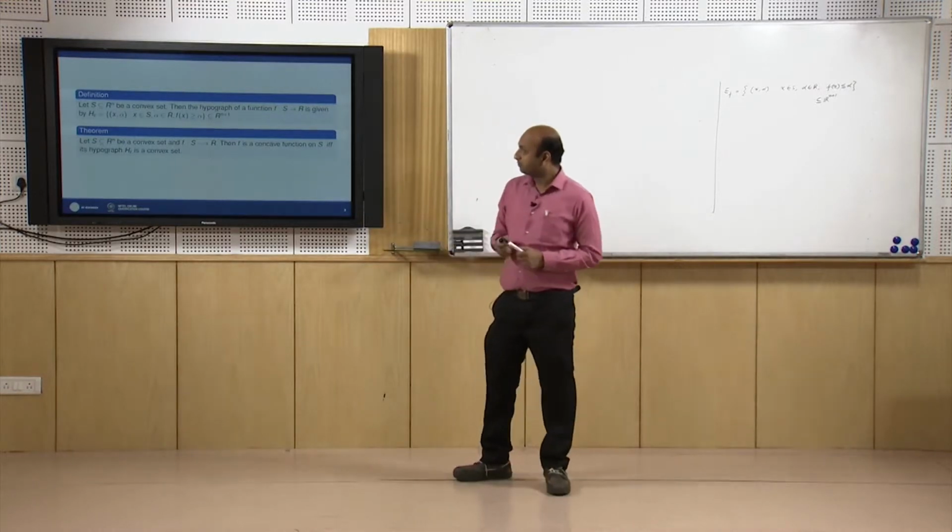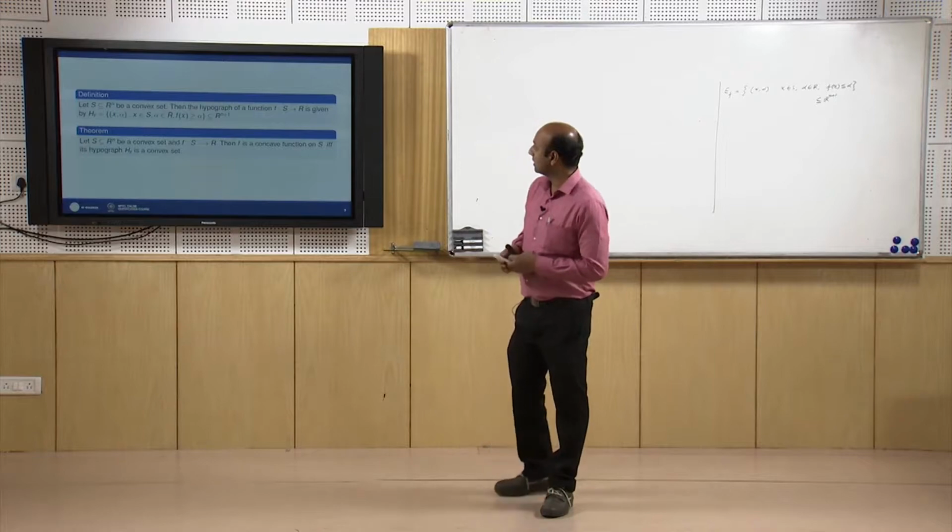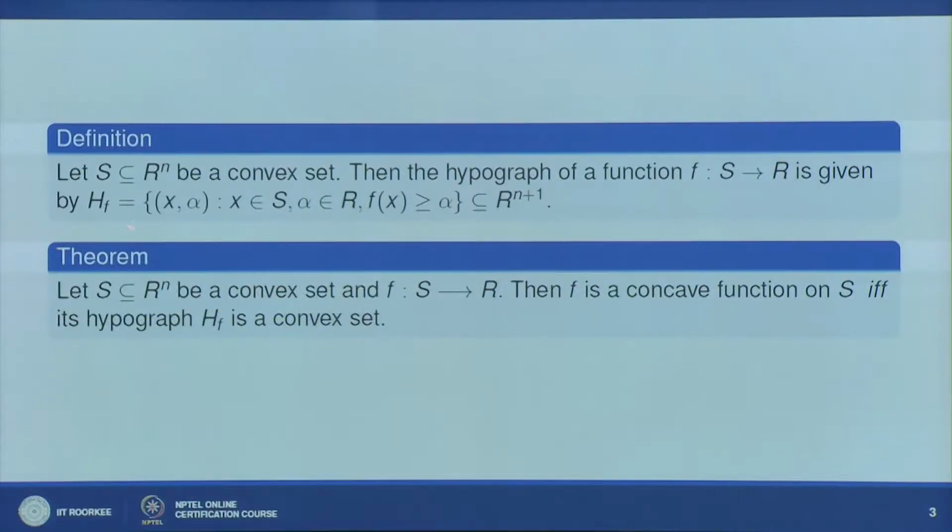Now, similarly, using the hypograph: the hypograph of a function f is nothing but all those (x, alpha) such that x belongs to S, alpha belongs to R, f(x) greater than or equal to alpha. So, this is the hypograph of function f. So, if S is a convex set and f is a function from S to R, then f is a concave function on S if and only if its hypograph is a convex set. The proof of this can be obtained on the same lines as the proof which we did earlier. Okay. So, in order to prove that a function is concave, find its hypograph and try to show that the hypograph of the function f is a convex set.